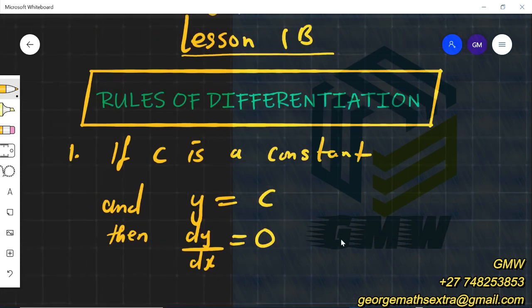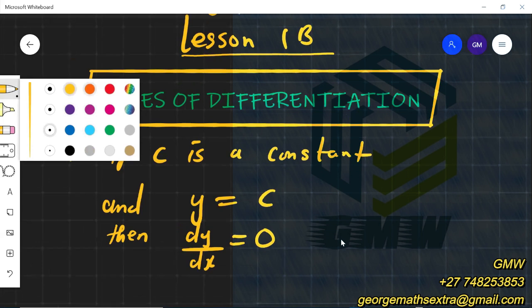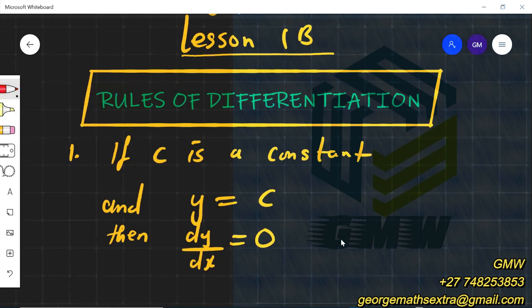Let me again remind you of something. The notation for differentiation can be f prime of x, dy/dx, remember? And we said all of these things just mean gradient.